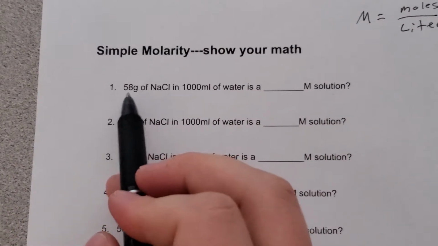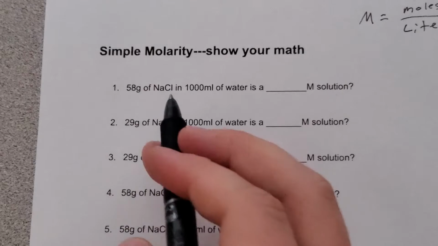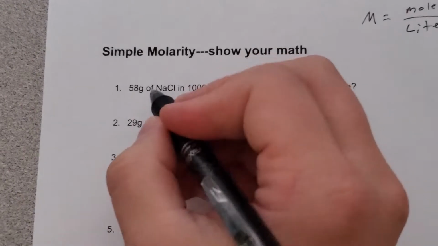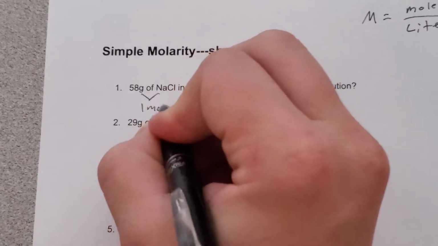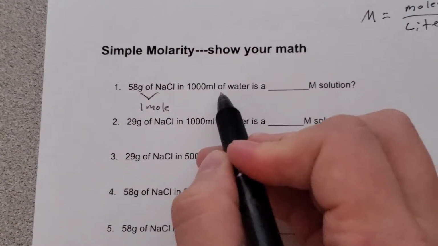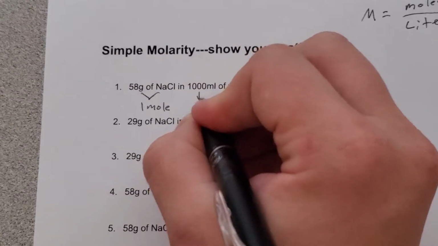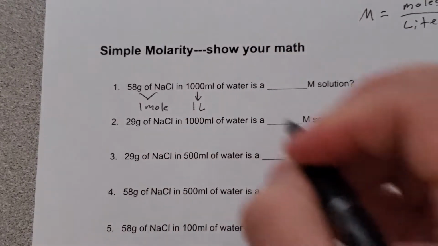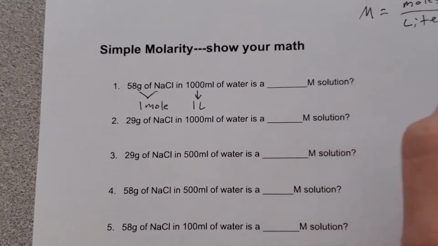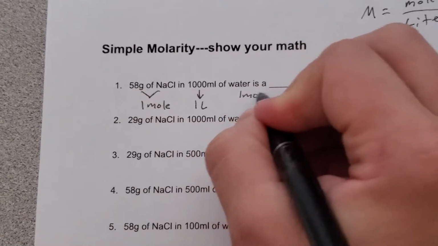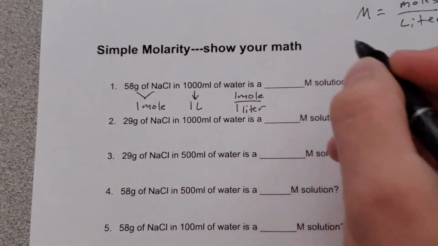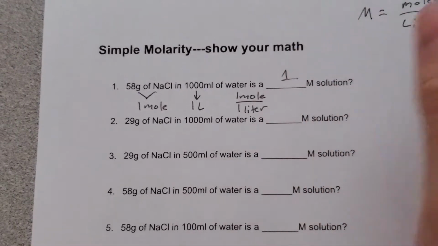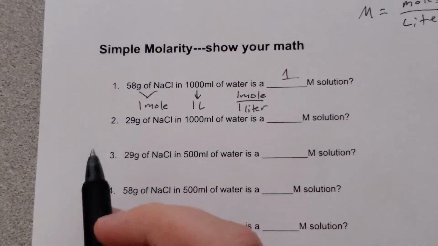First, we have to find the moles of NaCl. So 58 NaCl is actually 1 mole. So this right here is 1 mole. And 1,000 milliliters, well, 1,000 milliliters is 1 liter. So if we want to find our molarity, it'll be 1 mole over 1 liter. So our answer is a 1 molar solution.